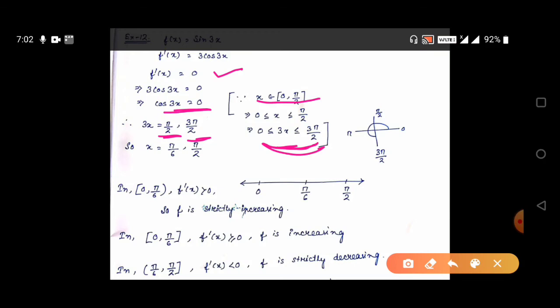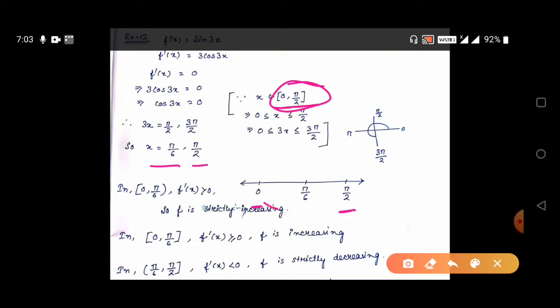If 3x equal to pi by 2, then cos 3x is equal to 0. If 3x equal to 3 pi by 2, then cos 3x equal to 0, considering this interval. So from here we will get x equal to pi by 6 and pi by 2. Now in our question the interval given is 0 to pi by 2, so we have to do the question considering this interval only. So here we have written 0 to pi by 2 and it is divided into two intervals. One interval is 0 to pi by 6, another is pi by 6 to pi by 2.